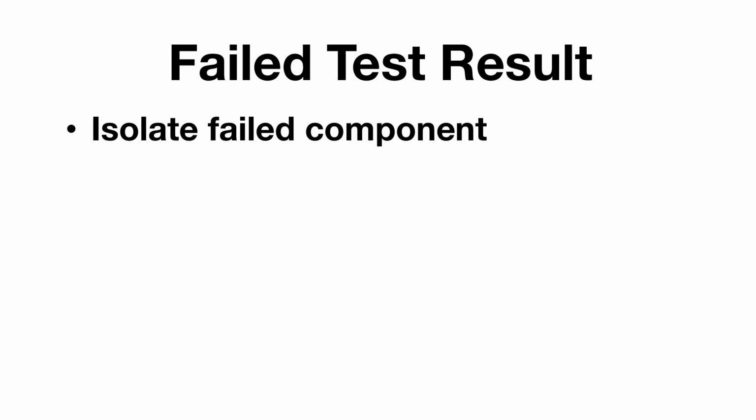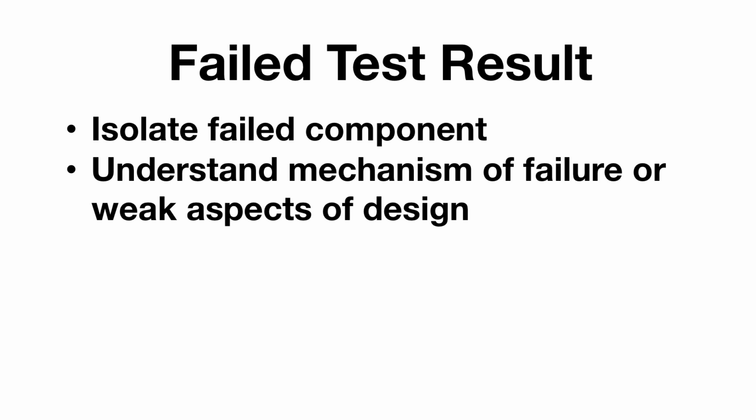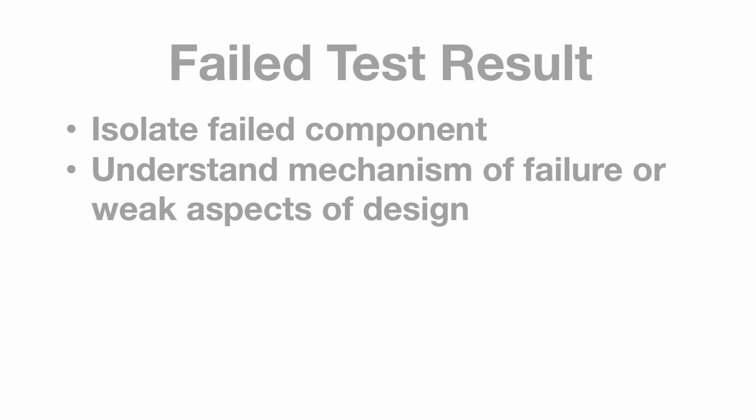A failed result looks like the test finished, but the device failed to meet the target value. If your team has a failed test result, you should isolate the component that failed, try to understand the mechanism of failure or the weak aspect of the design. These two strategies can provide insight into what iteration and redesign of the prototype is coming next.